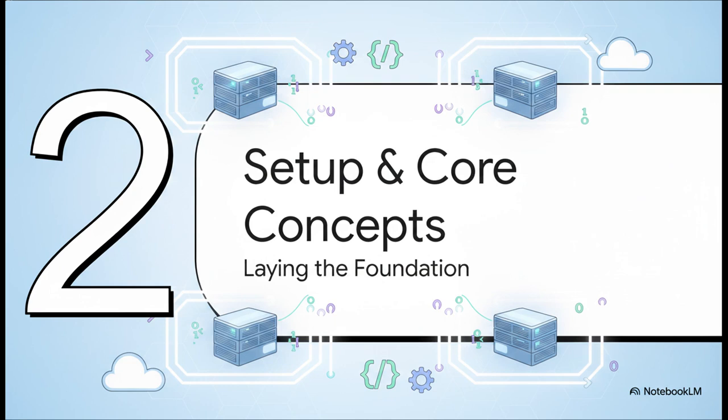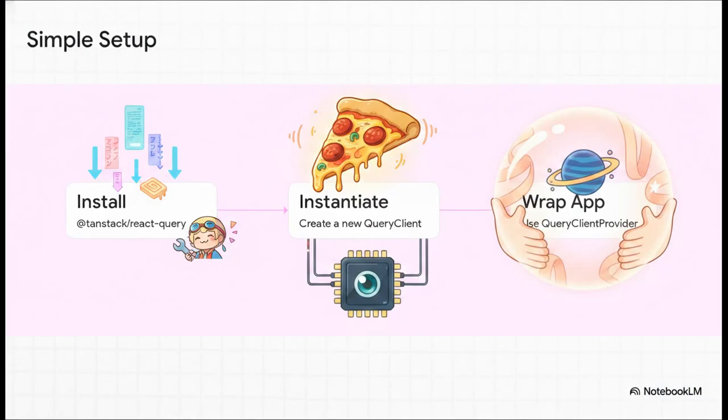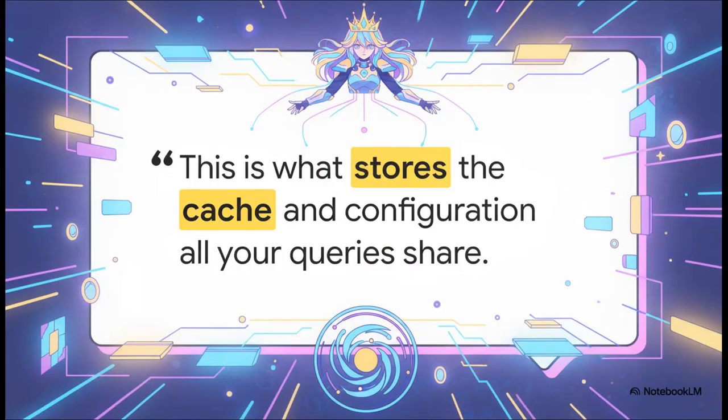Let's pivot to section 2, setup and core concepts, where we'll lay the foundation. The setup is surprisingly simple, just 3 easy steps. First, you install the package. Second, you create a new instance of a query client. And third, you wrap your entire app in a QueryClientProvider. Now, you could literally name your client variable pizza. It honestly doesn't matter. But functionally, this client acts as the global brain for your entire application's data. As our source material perfectly puts it, providing this client at the top level is exactly what allows any component in your app to access the shared memory mechanism. You get this incredibly powerful global caching without having to do any prop drilling whatsoever. It's all just there, waiting for you.